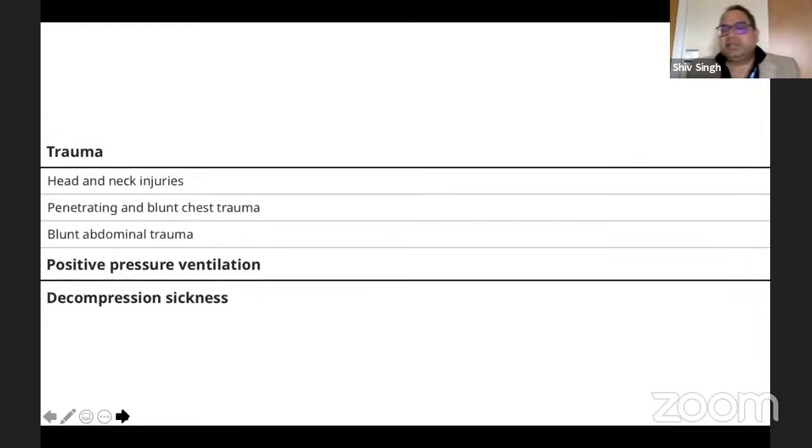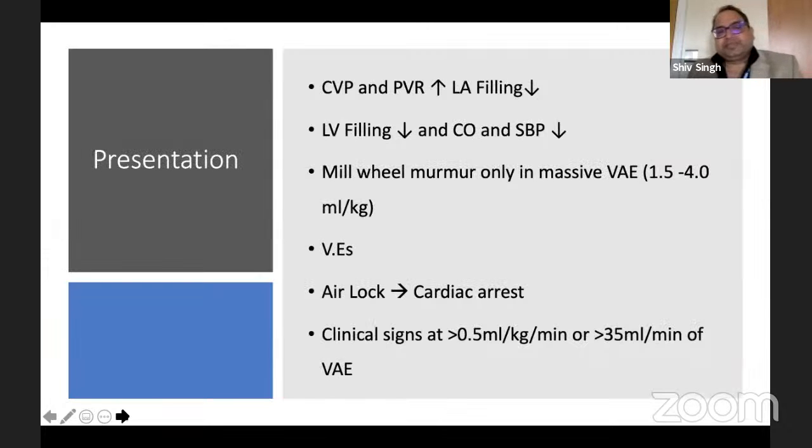They are associated. It can happen in trauma and head and neck injuries, penetrating and blunt chest injuries. Blunt abdominal trauma can also lead to embolization. It can happen in positive pressure ventilation. Well, we need to have a communication with the venous system. And the other cause is decompression sickness, where there is rapid ascent, not descent, ascent, where the bubbles can go into the circulation and cause bends.